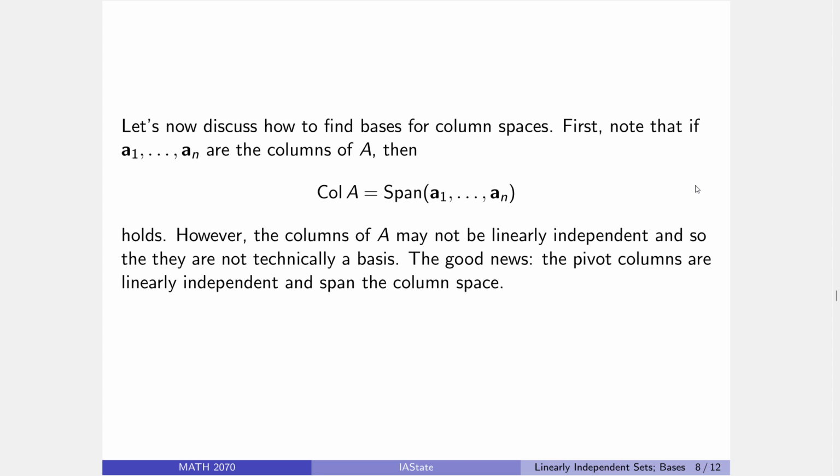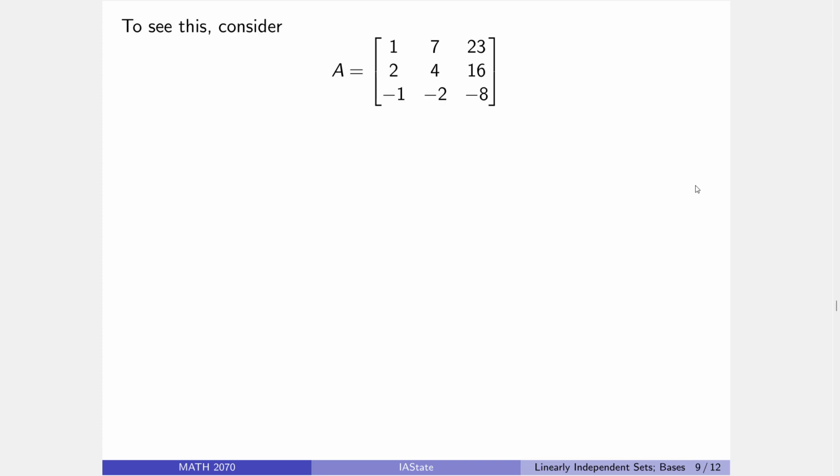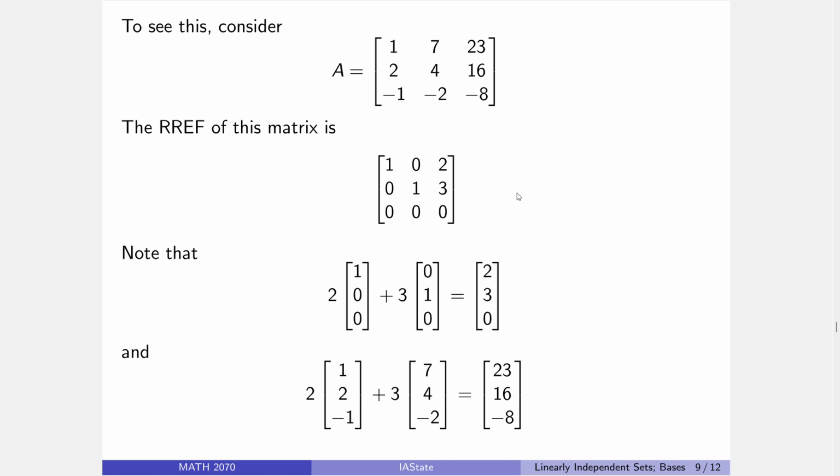The good news is, though, that the pivot columns do have to be linearly independent, and will have to span the column space. And the best way to see why this is true is with an example. So consider this 3x3 matrix. There's its reduced row echelon form. Note the pivot columns, column 1 and column 2 are the pivot, column 3 is not. But note something. Hey, column 3 is a linear combo of column 1 and 2. And that exact linear combo, if we bring it back to the original matrix, holds true.